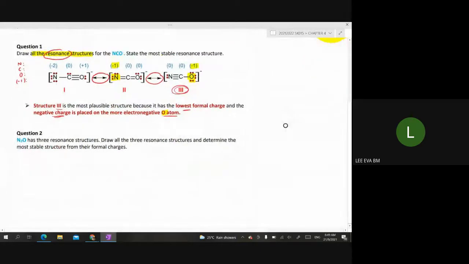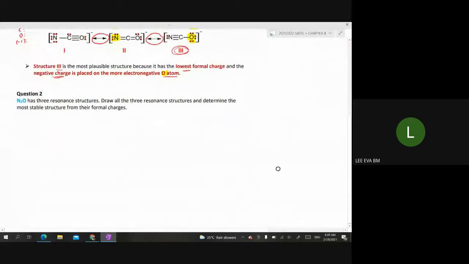Okay, we try one more question before we proceed to the next part, yeah? N2O. There are two nitrogens, one oxygen. It has three resonance structures. Draw all the three resonance structures and determine the most plausible structure from their formal charges. Okay, so in this case, nitrogen, we have 2. Nitrogen, 5 valence electrons. Over here, we have 10, we have 6, we have 16.